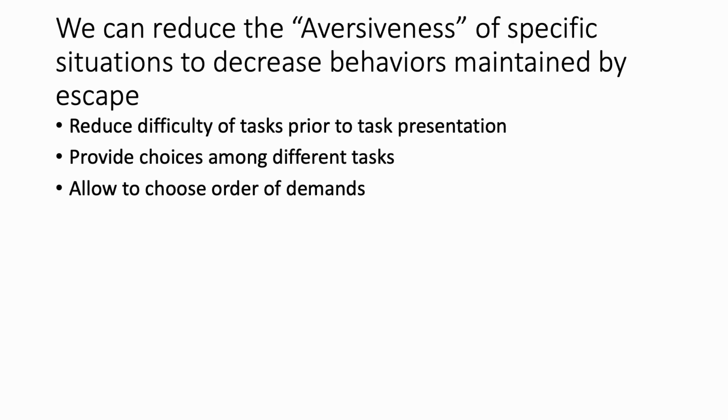And then we could also say, well, which of these would you like to do first? So we can also allow them to choose the order of tasks to create some more predictability in their schedule, or some more routines, basically where they can anticipate what's coming next and it becomes less aversive for them. So these are just some antecedent manipulations basically that we can implement in order to reduce the aversiveness of a specific situation, which in turn will help us to reduce the behavior that is maintained by escape. That's usually maladaptive behavior that we're trying to target for reduction.